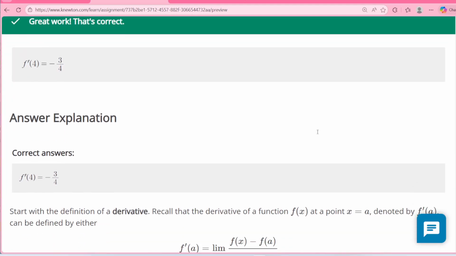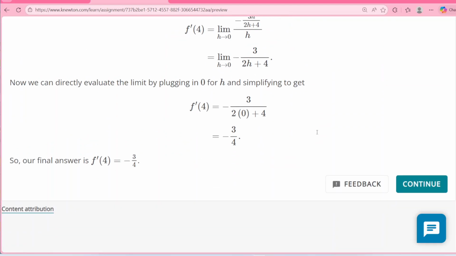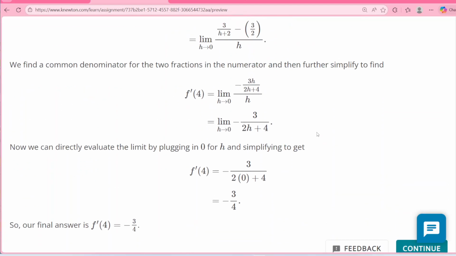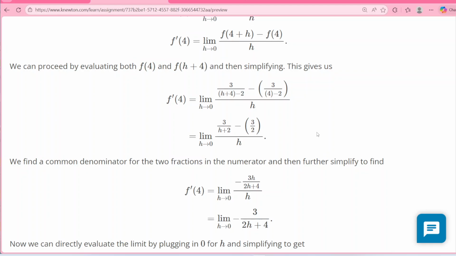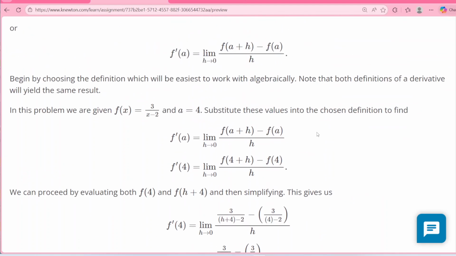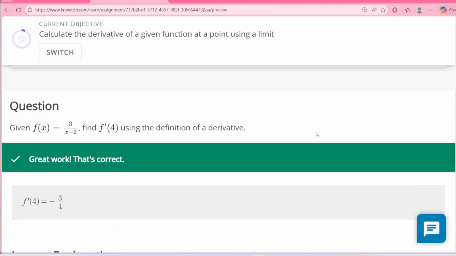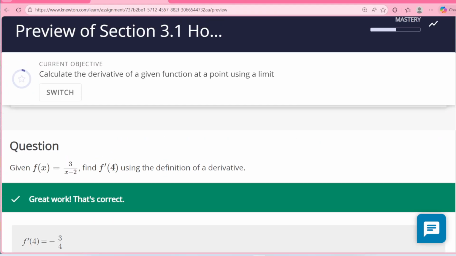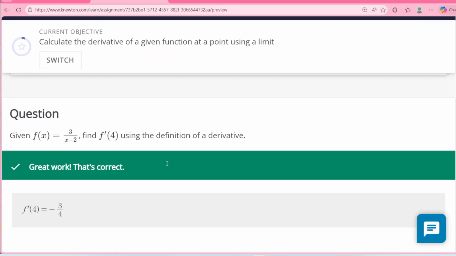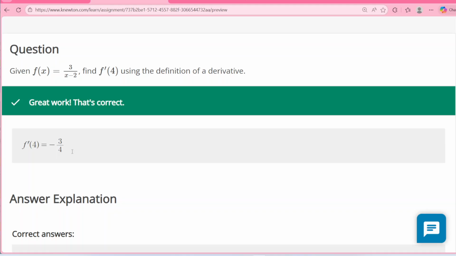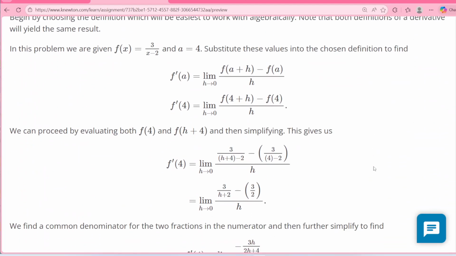That's it. Again, the answer explanation, they don't have a graph. Well, they've had enough of them in the first three objectives. But yeah, if you were to graph this function f, plot the point 4 comma 3 halves, draw the tangent line. Again, the tangent line should have a slope of negative 3/4, right? It would be falling as you go to the right, going down as you go to the right.